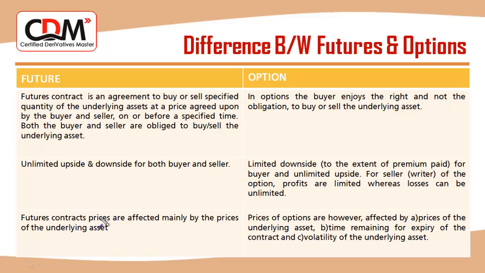And in future contracts, the prices are affected mainly by the prices of the underlying assets. Now what is the underlying asset? It is the asset from which the value has been derived. Like suppose the price of butter will increase or decrease with the rate of milk. So the value of butter will depend upon the value of milk. But in option, plenty of other factors are involved, like the price of the underlying asset, the time remaining until expiry of the contract, and volatility in the underlying asset. These things are considered for options pricing.